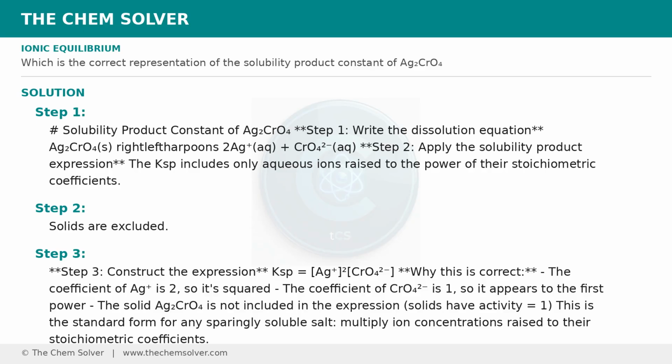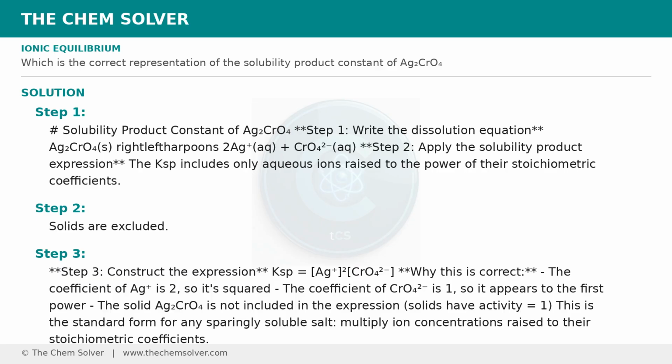Solubility product constant of Ag₂CrO₄. Step 1. Write the dissolution equation. Ag₂CrO₄(s) dissociates into 2 Ag⁺ plus CrO₄²⁻.